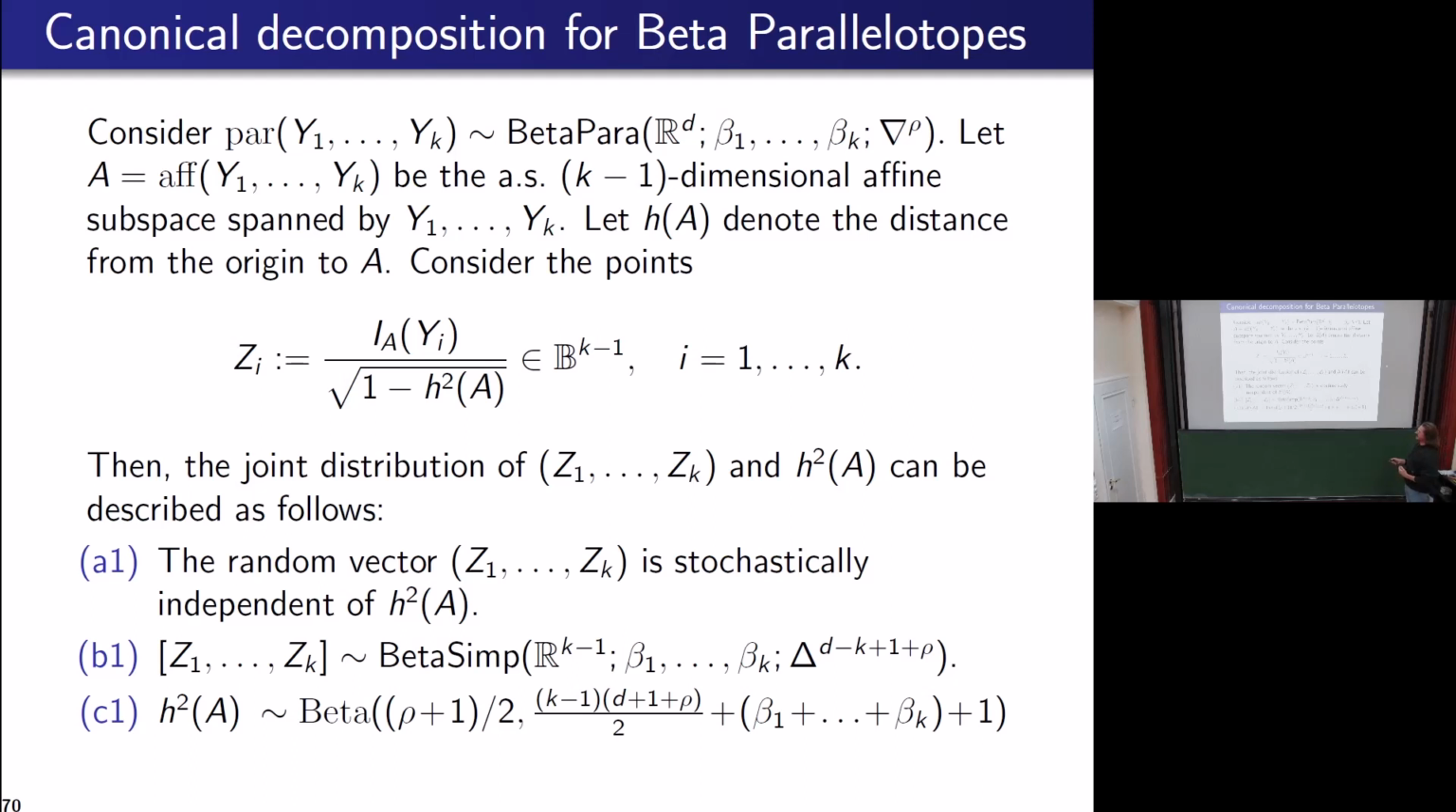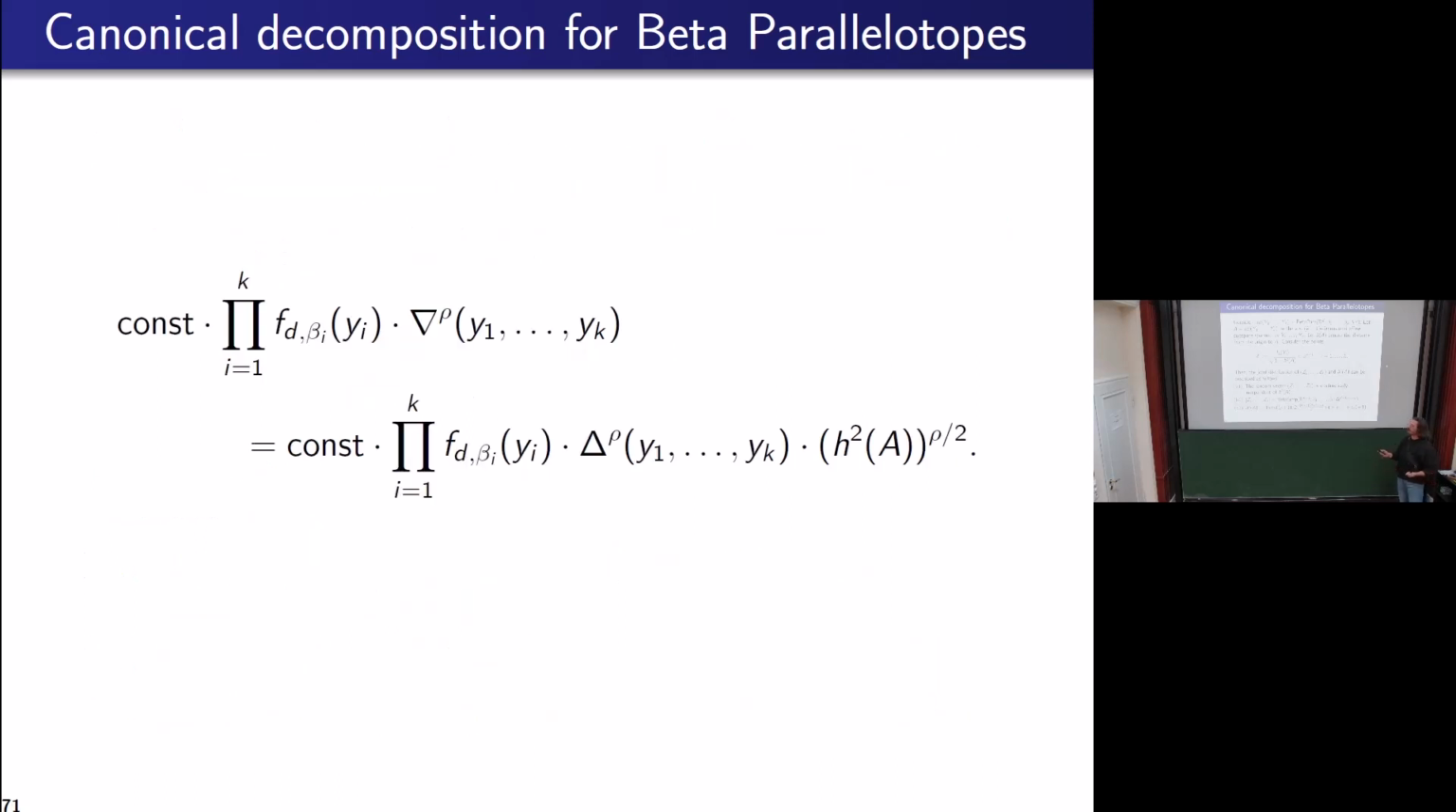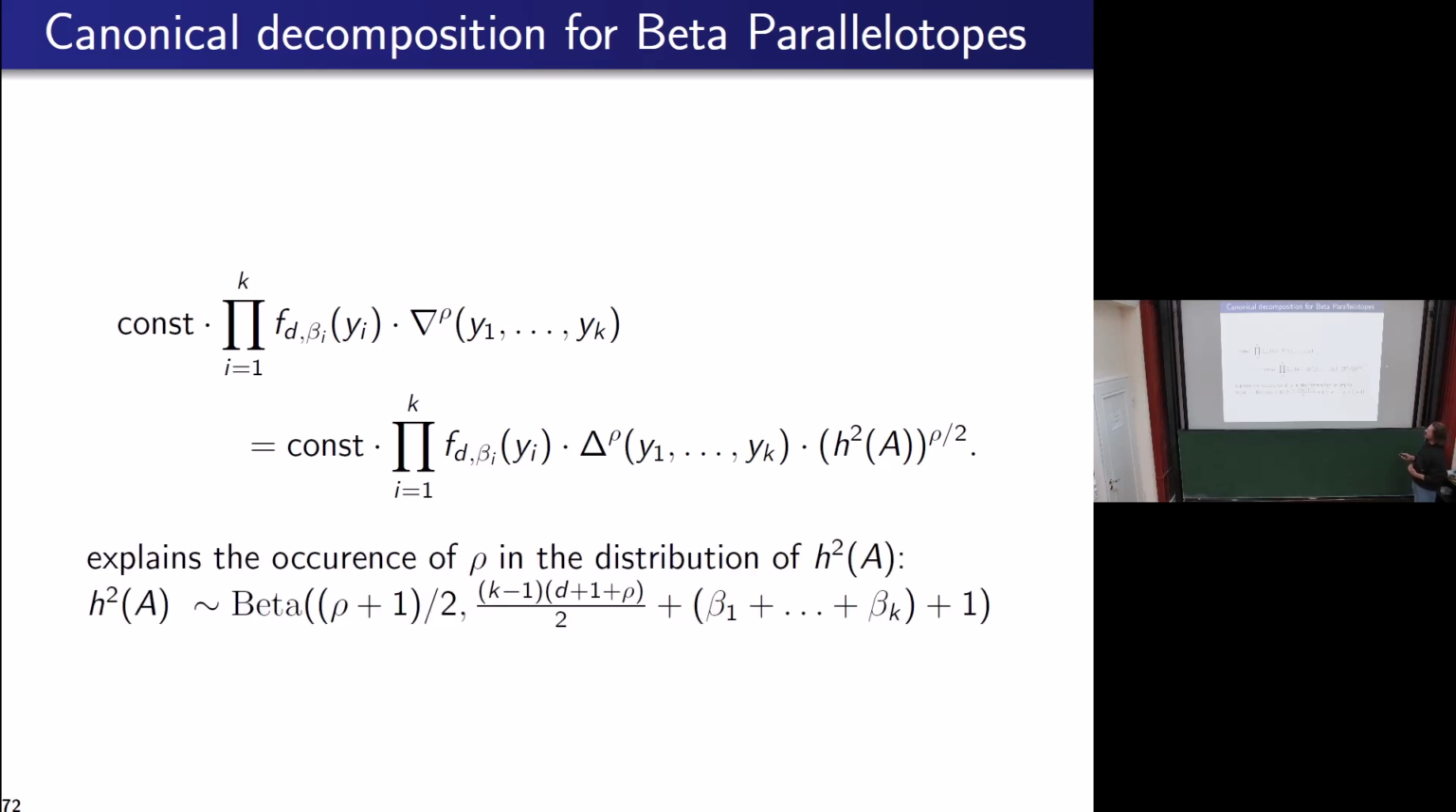Now, why is this again a beta simplex and not a beta parallelotope? The answer is again this geometric relation, because we would start in the proof with this density, but now we can write the volume of this parallelotope as volume of the simplex times distance to the power of rho half. And this then explains, first of all, why we end up with a beta simplex, and second of all, how this rho arises in the beta distribution.